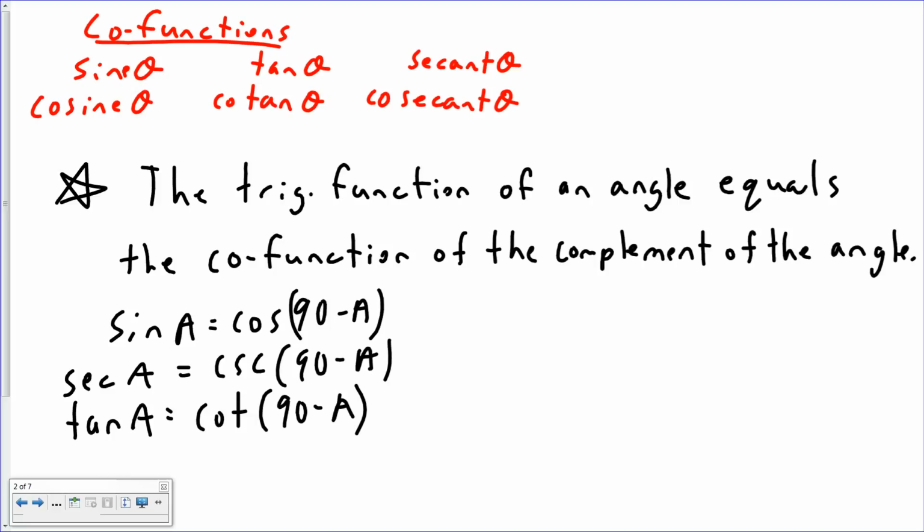So if I go through here and I say, okay, what does the sine of 20 degrees equal? You should know the sine of 20 is equal to the cosine of 70. If I ask what the secant of 30 degrees equals, the secant of 30 is equal to the cosecant of 60 degrees.